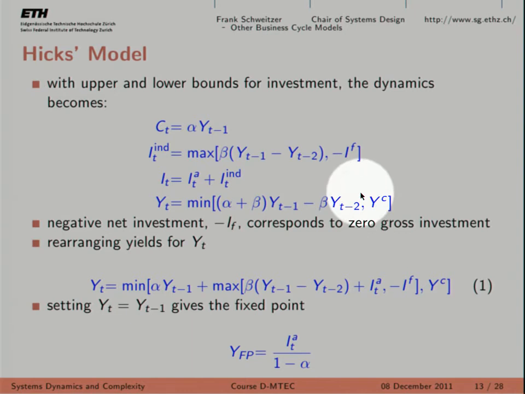Now, his idea for a floor on investment is the following. So F stands for floor. You see, the induced investment, or the private investment, can never be lower than this floor, and this floor is negative. So the idea was the following. You have a certain amount of capital goods. Let's say you have 10 factories, for instance. At each time period, they depreciate, as you all know. So there is depreciation.